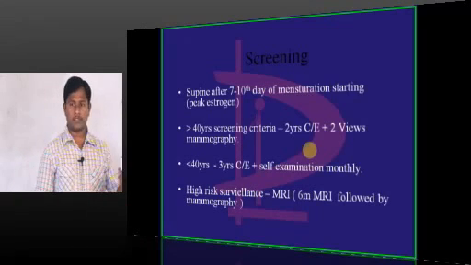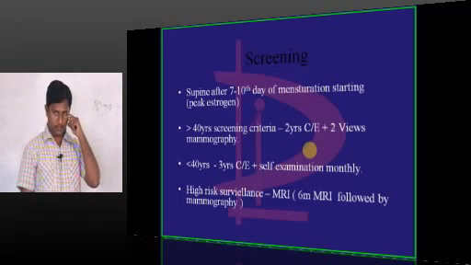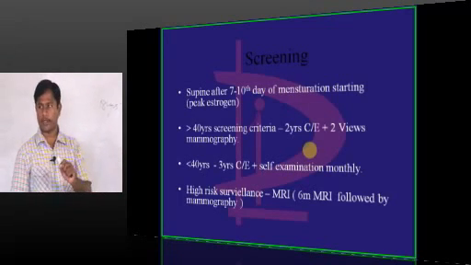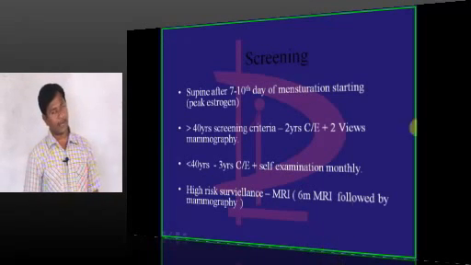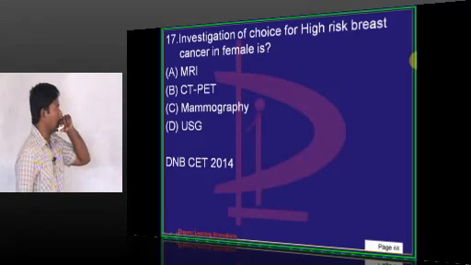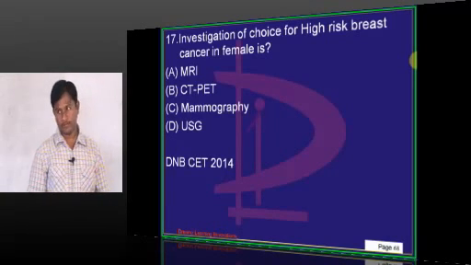These are most likely just some important points. I think you will be given the questions later. Some theory explanations you can make a note of. Now, for high risk surveillance, mostly you do MRI. Investigation of choice for high risk breast carcinoma in female, MRI.